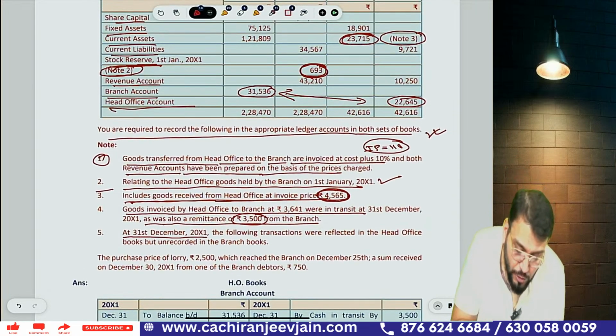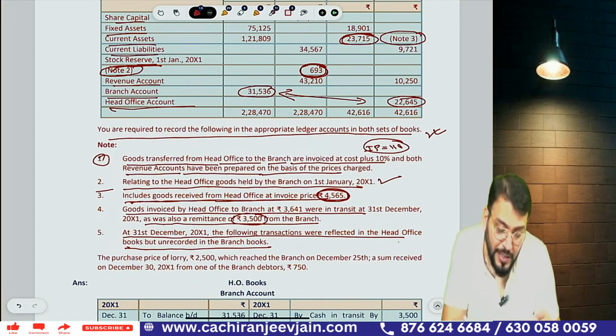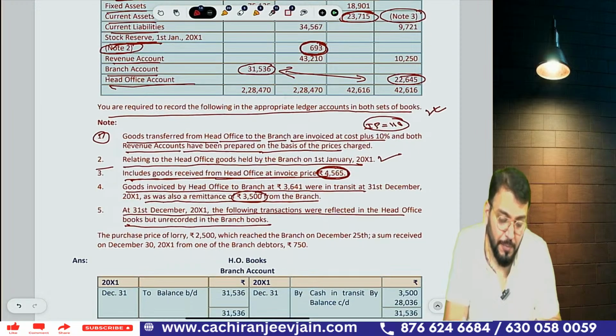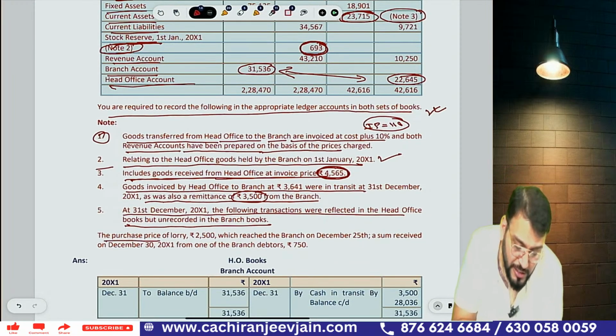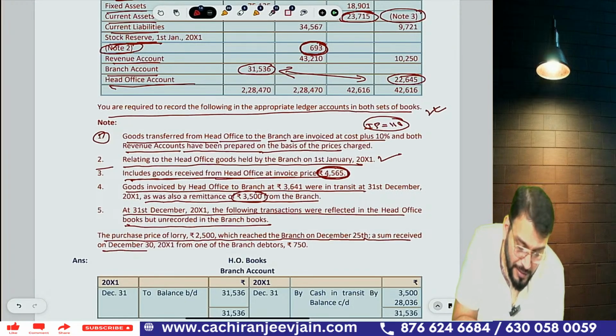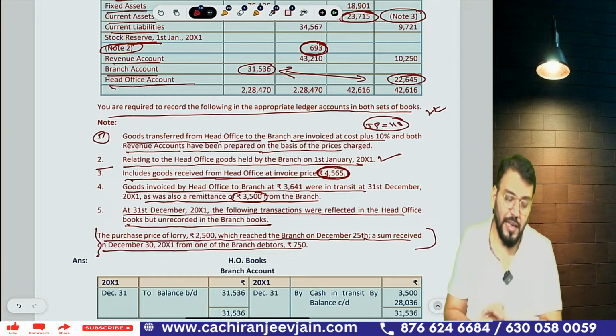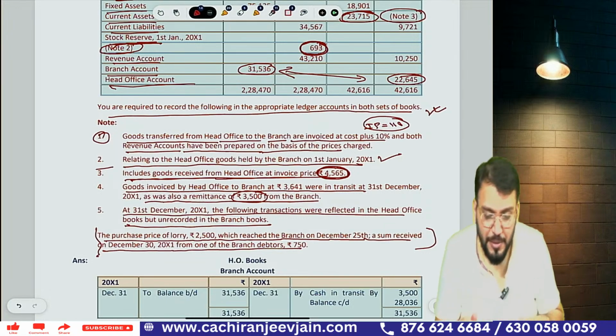As at 31st December 2001, the following transactions were reflected in the head office book but unrecorded in the branch book. The purchase price of lorry 2,500, which reached the branch on 25th December, and a sum received on 30th December 2001 from one branch debtor, 750. So these two transactions remain unrecorded. Okay, have you understood the question?